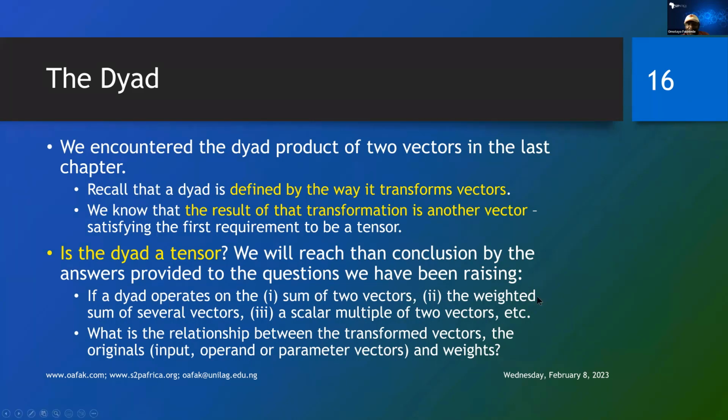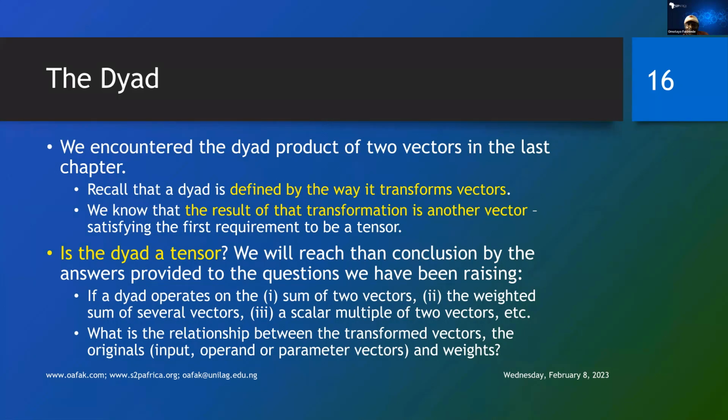If I have the weighted sum of several vectors and I transform the result, will it be the same as the weighted sum of the images? If I did the images in the transformed system, will I get the same thing? If I have a scalar multiple of a vector, am I going to get the image of the scalar multiple in the transformed system?